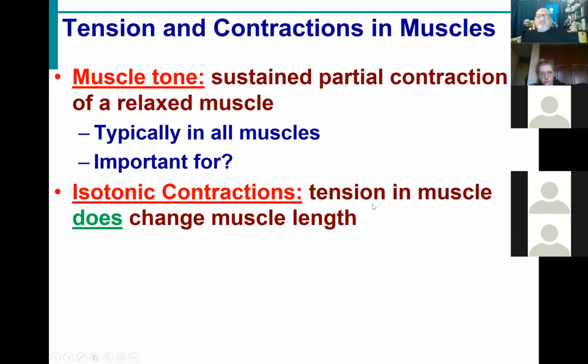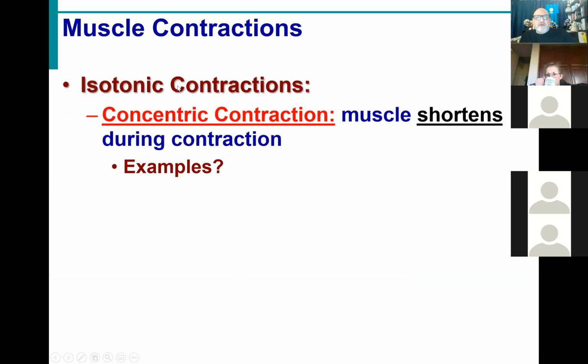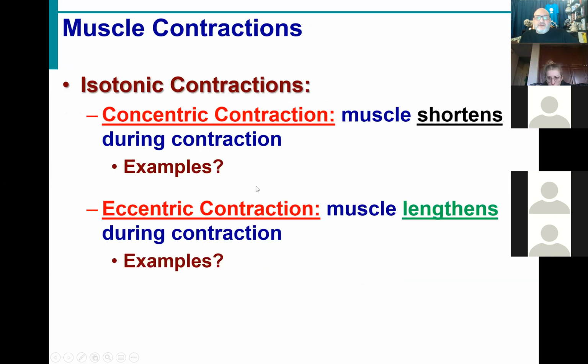So again, in our isotonic contraction, the tension of the muscle stays the same, but it does change the length of the muscle. Isometric contractions are where the tension of the muscle does change, but the muscle length does not. We have concentric and eccentric contractions. A concentric contraction is where the muscle shortens during the contraction. And the eccentric is where the muscle lengthens during the contraction.